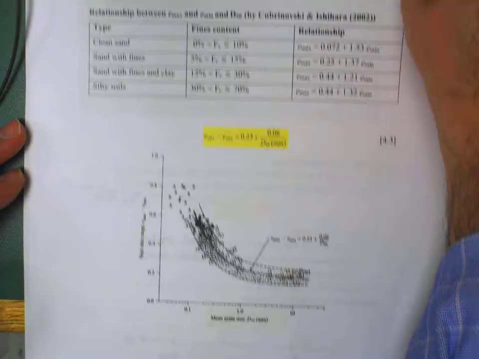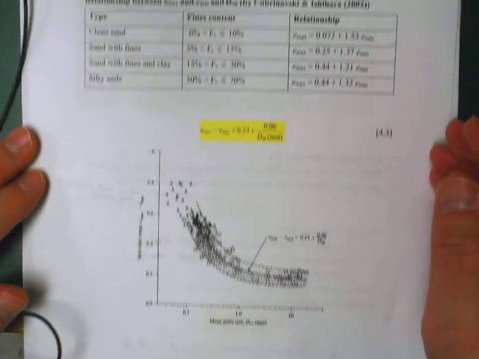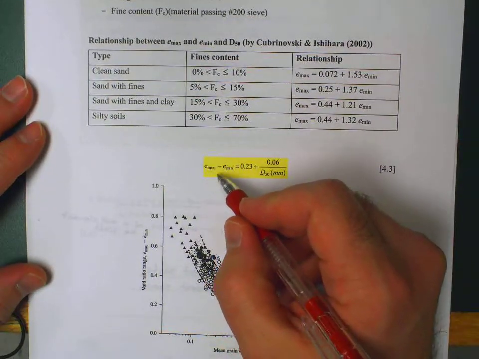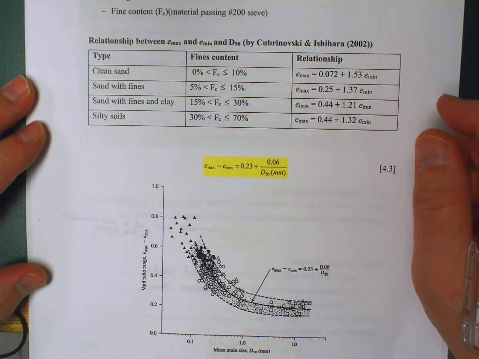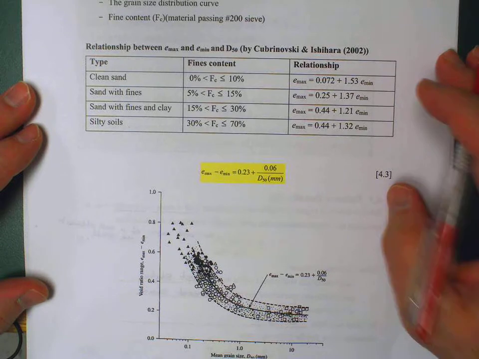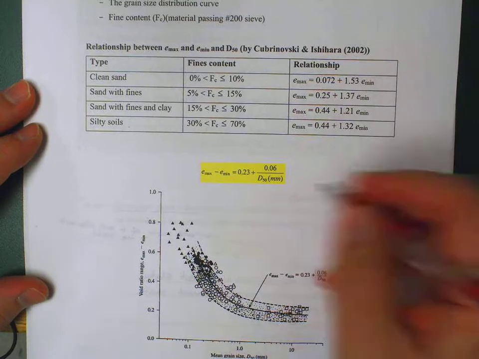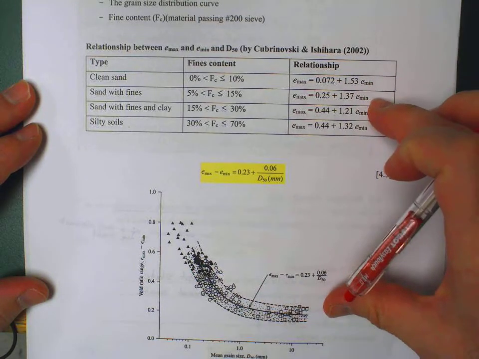Now, sometimes we would like to get a very rough estimate of the maximum and minimum void ratio. These two equations are useful. Let's say somebody asks you to estimate the cost of a certain project, and you need to determine the maximum and minimum void ratio. In that case, you can use these two tables.